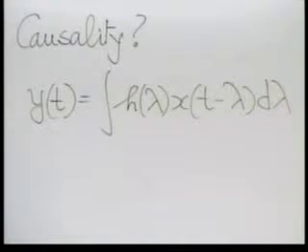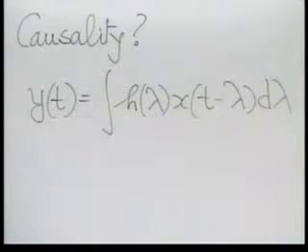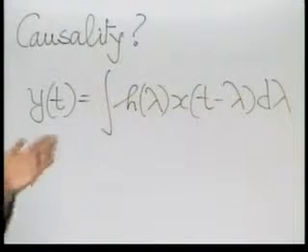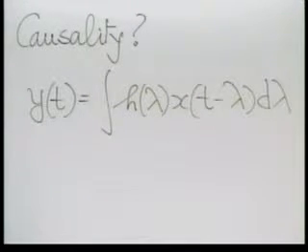Well, a formal definition of causality says that if I have two inputs x1 and x2, both of which are identical up to a point, say t equal to t0, the outputs must also be identical up to the point t equal to t0. That's how we define causality.